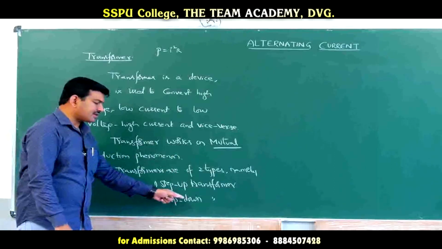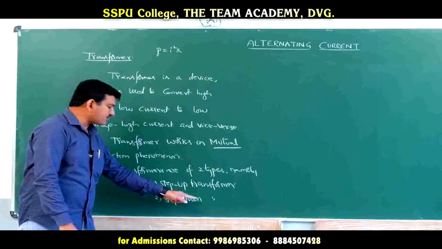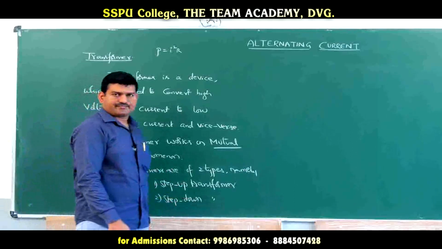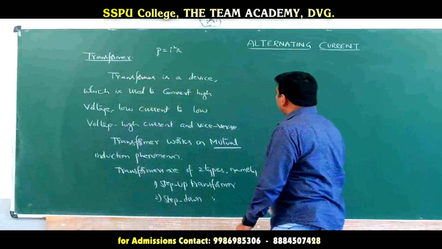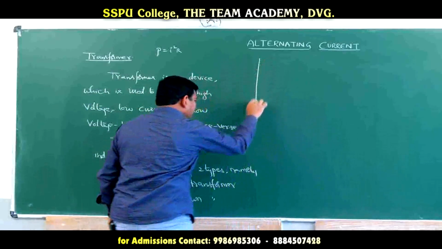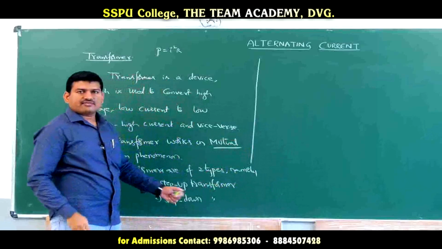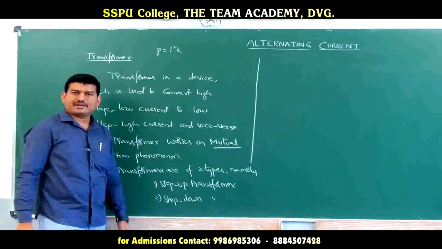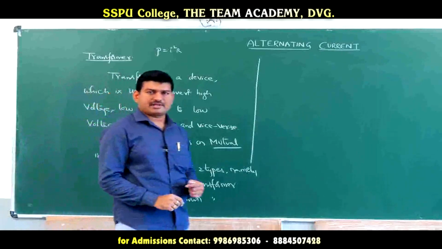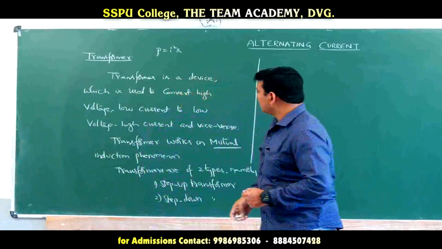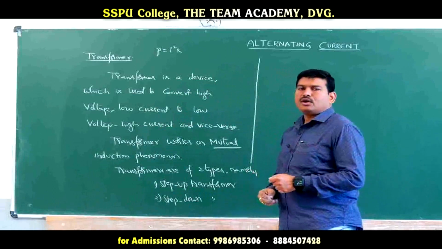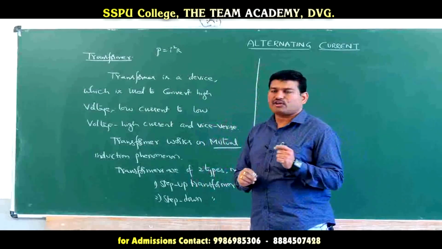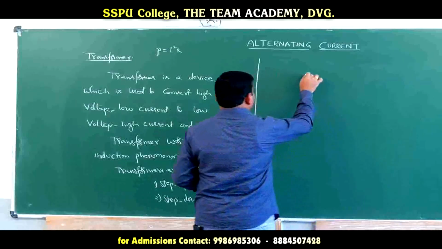And what is the function of step down transformer? It is used to convert the high voltage low current to low voltage high current. Is it clear? Now, the transformer consists of how many coils? As it is working on mutual induction phenomenon, there must be two coils, and the two coils can be winded one over the other, otherwise they can be winded on the two limbs of a transformer core, just like this case.